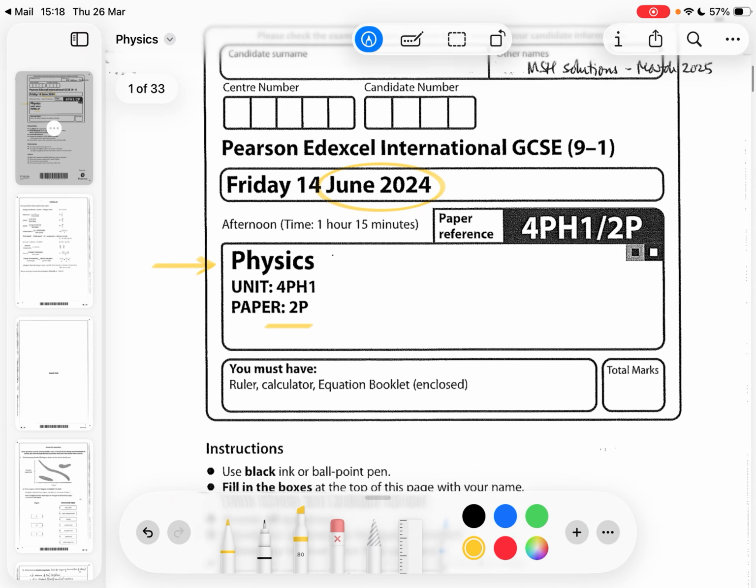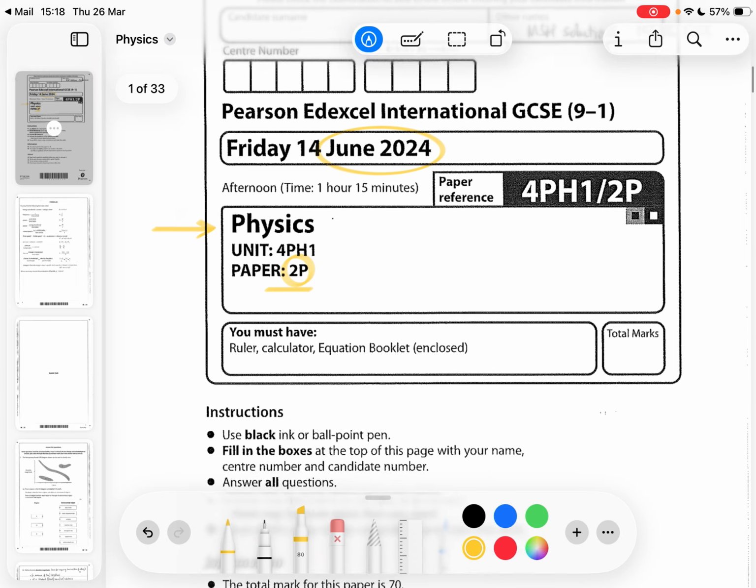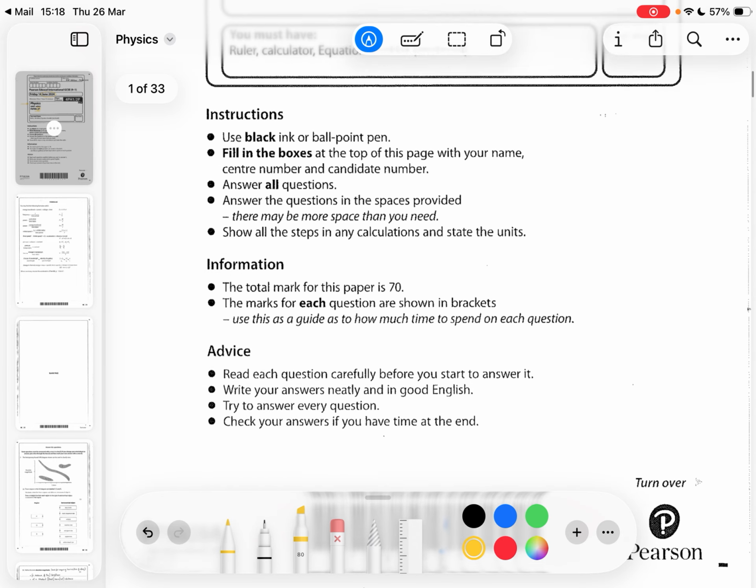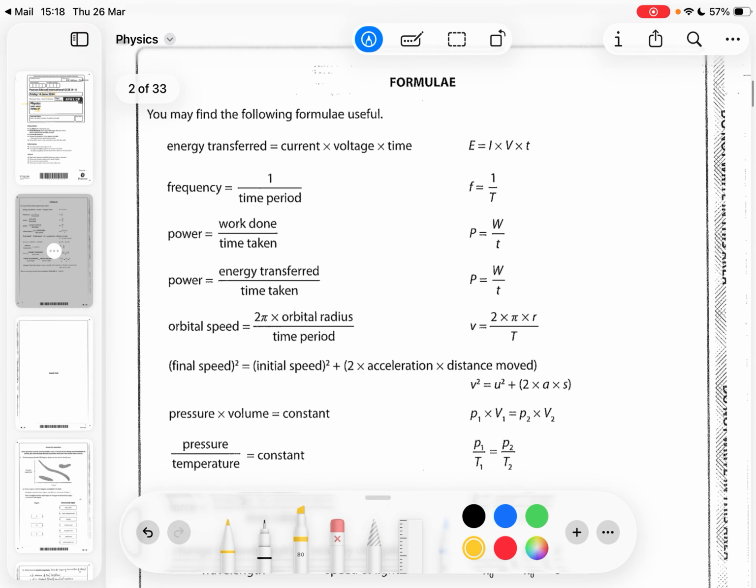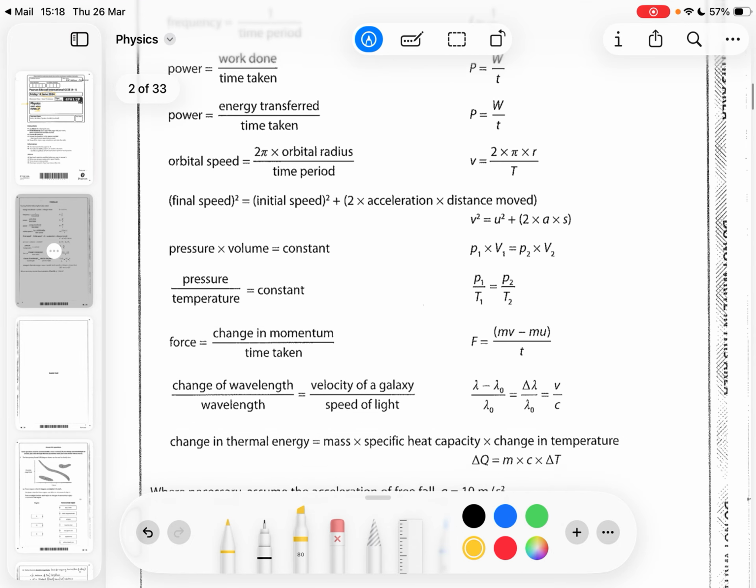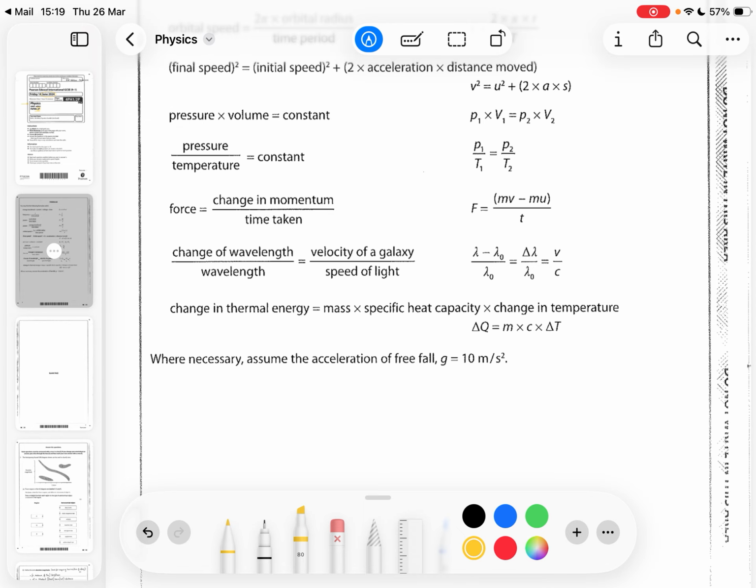Okay, there's also a regional version. So look out for whether it's 2P or 2PR if you're looking for the mark scheme. Okay, so I'm just going to run through this. There's the original formula sheet that used to be given before COVID. After COVID, they give you a more complete formula sheet and you can download it from the Pearson Edexcel website.